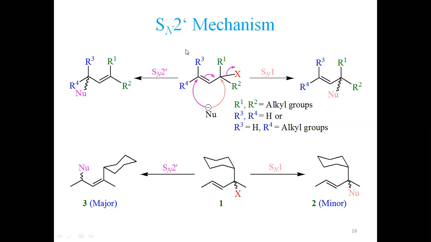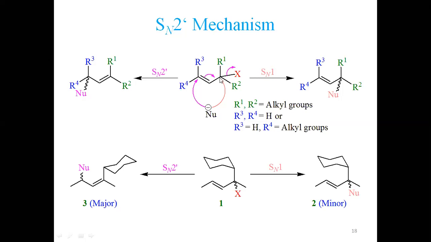But if R3 and R4 are both hydrogen, there is no steric crowding here. Or if one of them is an alkyl group, there is poor steric hindrance, so the nucleophile can easily approach this carbon. Then substitution is going on with rearrangement. You see this group is leaving, so substitution takes place at this sp3 hybridized system.